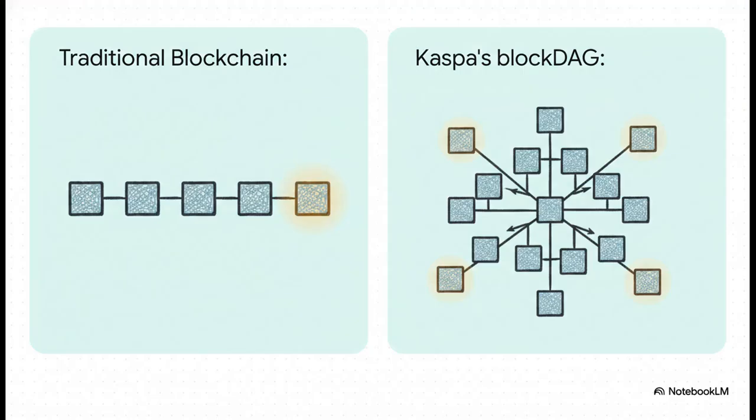So, take a look here. On the left, that's your traditional blockchain. It's a single, neat and tidy chain where everyone just adds their block to the very end. Super simple. But then, on the right, you've got Kaspa's BlockDAG. It's much more like a tangled web, with lots of different tips or endpoints all existing at the same time. This structure is what makes Kaspa so incredibly fast. But, as you can probably guess, it also creates some pretty big challenges.